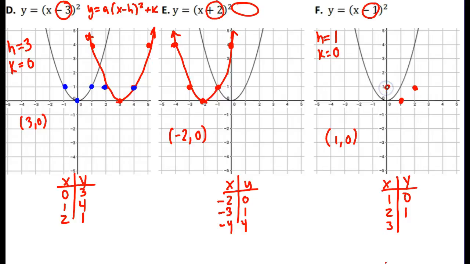0, 1 is also a point. When I put in 3, 3 minus 1 is 2. 2 times 2 is 4. So 3, 4 is a point, which means that -1, 4 will be a point to keep it symmetric. So this graph is shifted to the right 1 unit compared to the parent function.